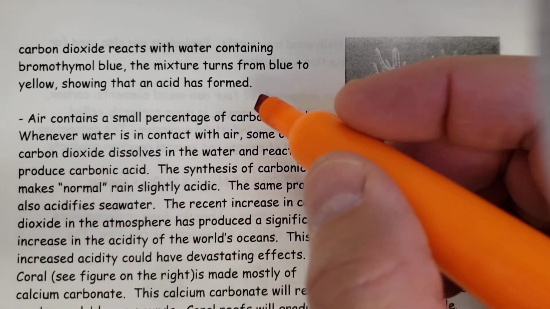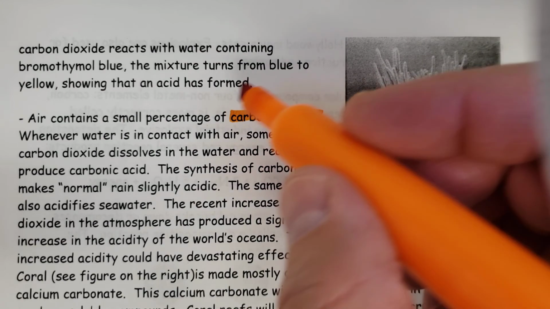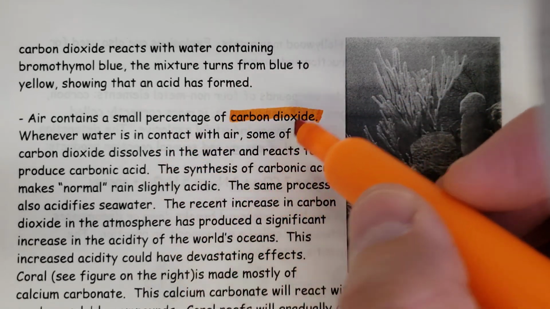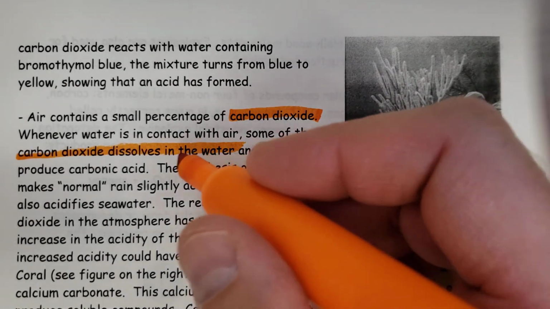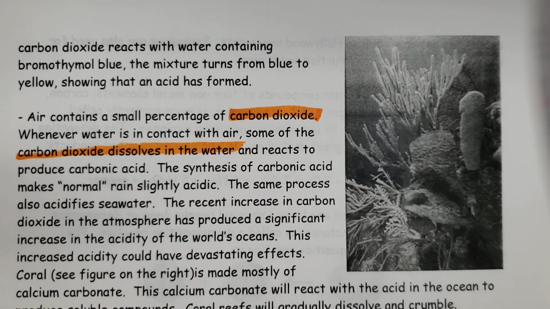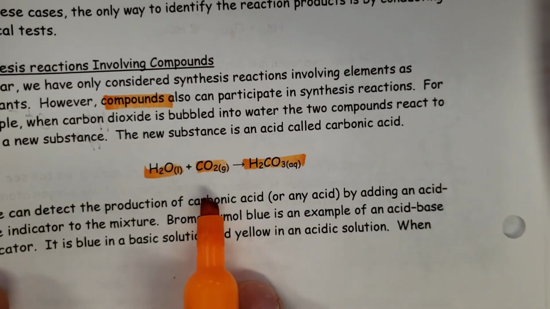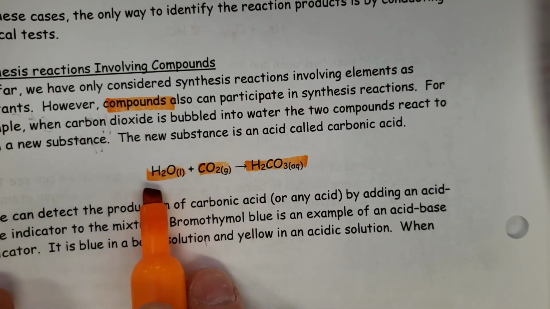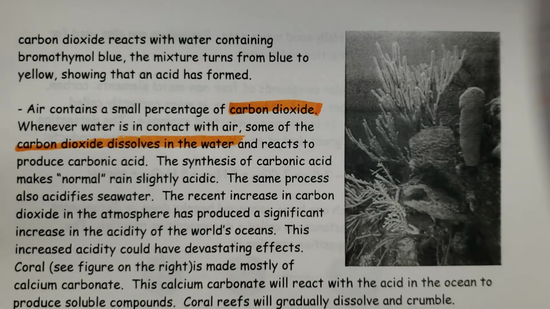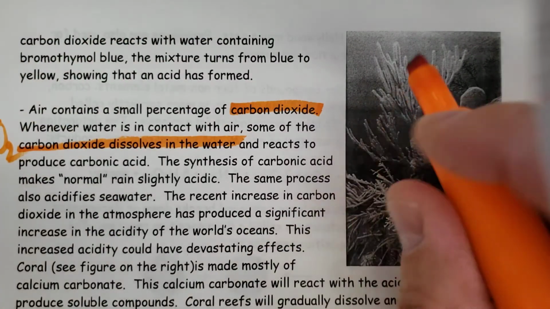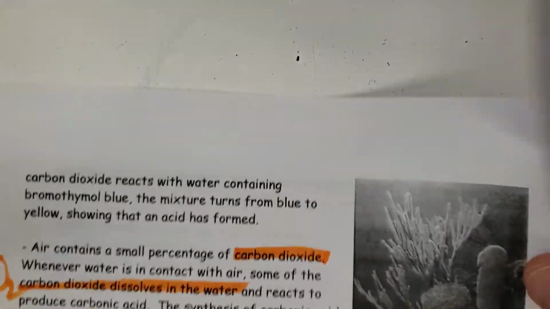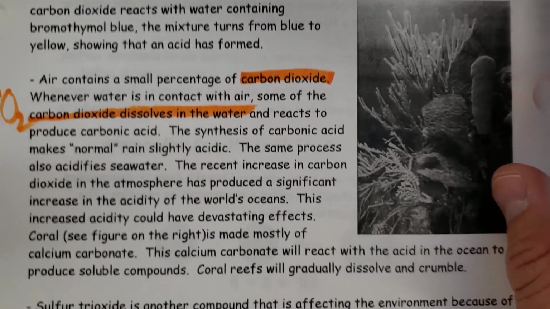Air contains a small percentage of carbon dioxide. Whenever water is in contact with the air, some of that carbon dioxide dissolves in the water and reacts to produce carbonic acid, just from this previous equation right here. So carbon dioxide reacting with water to make carbonic acid. So that sometimes happens if we have good old CO2 in the atmosphere. Okay? So if you have CO2, it could react with that.